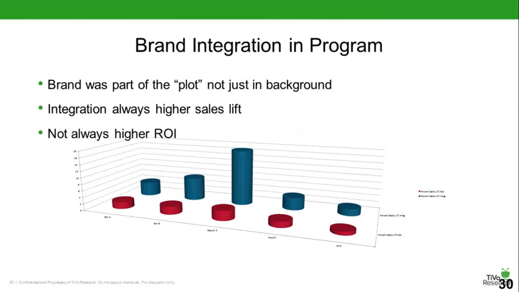Brand integration. The red bars here, or cylindrical columns, are the sales effects for these 5 brands just for their TV commercials, and the blue are their brand integrations. Much higher sales effect for the brand integrations than for the ads in all cases. Sometimes, though, integrations could be overpriced, and even though the sales go up, it doesn't always make the ROI go up. So you have to keep an eye on that.